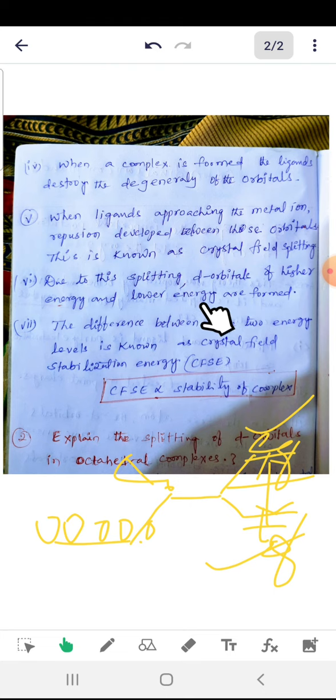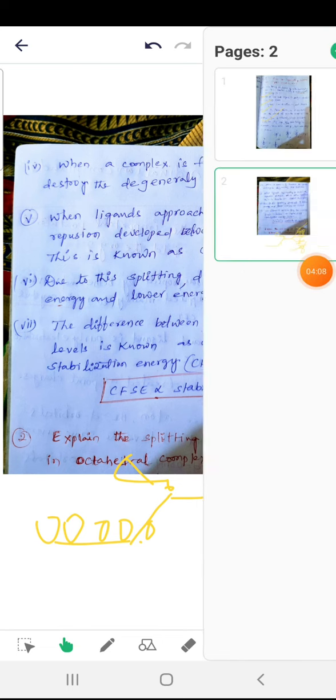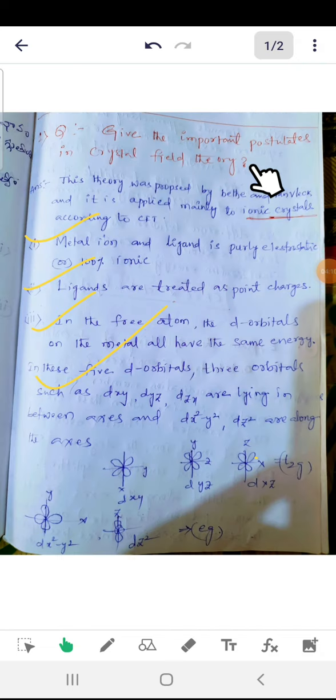These are the important postulates of crystal field theory. Once again, that is the point we are going to see. That is the postulates of crystal field theory. Remember that point.